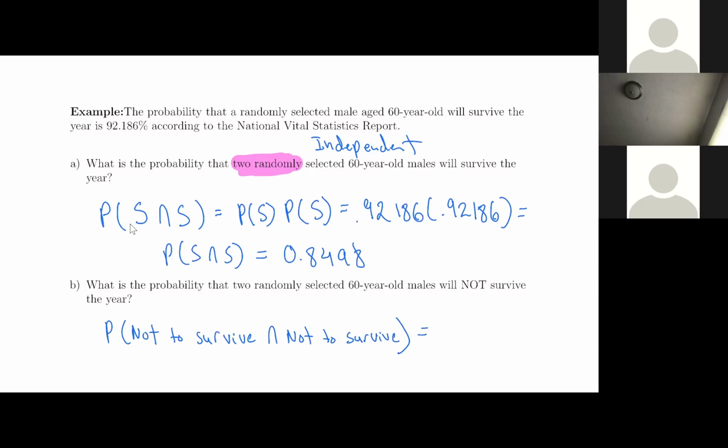Okay, so how would I do this problem? Instead of wanting them to survive, I want them not to survive. So I know the probability they survive is 0.92186. So if I want to find the probability that they don't survive, how can I do that?